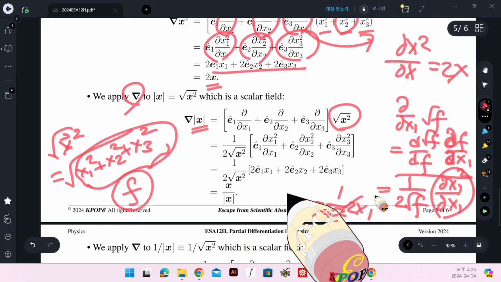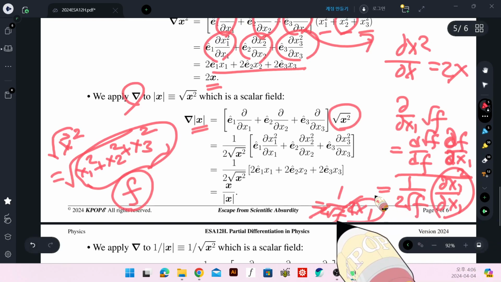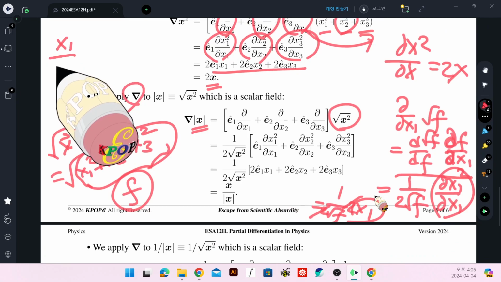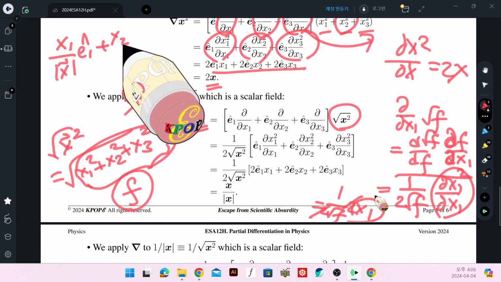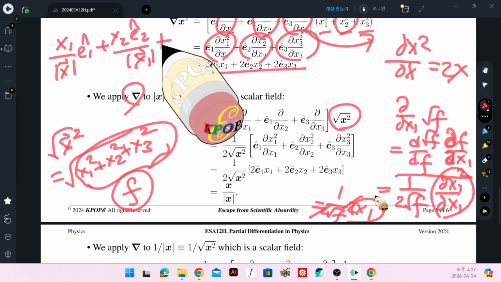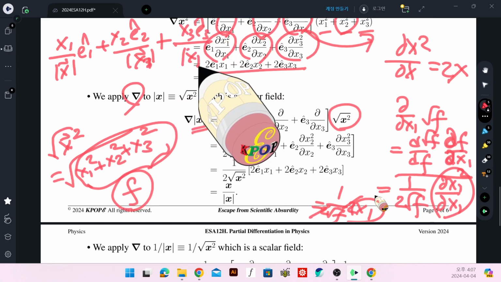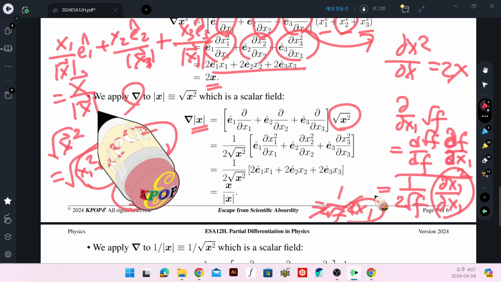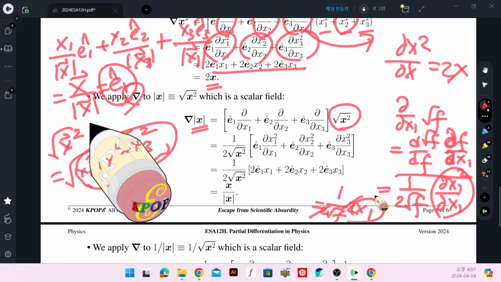As a result, we have x1 divided by the absolute value of x, times e1 hat, plus x2 e2 hat divided by the absolute value of x, and x3 e3 hat divided by the absolute value of x. What's that? This is x divided by the absolute value of x. That is the unit radial vector in 3 dimensions.